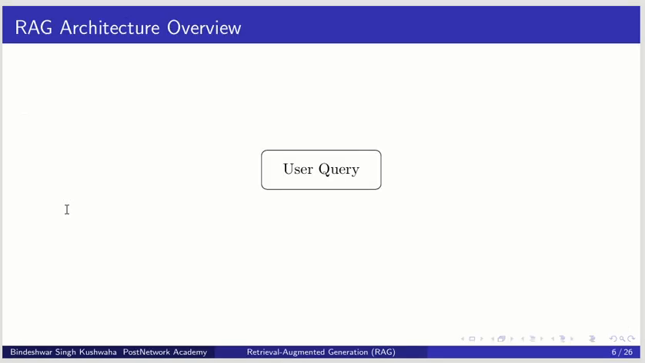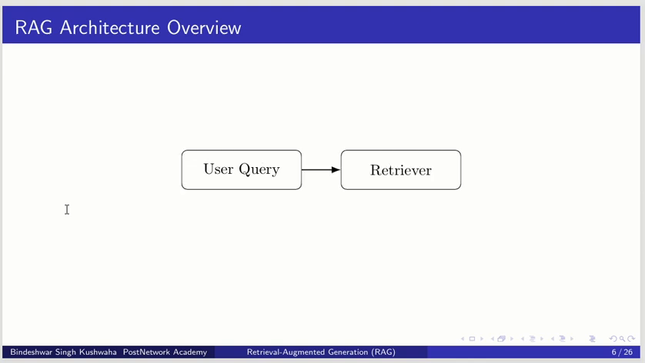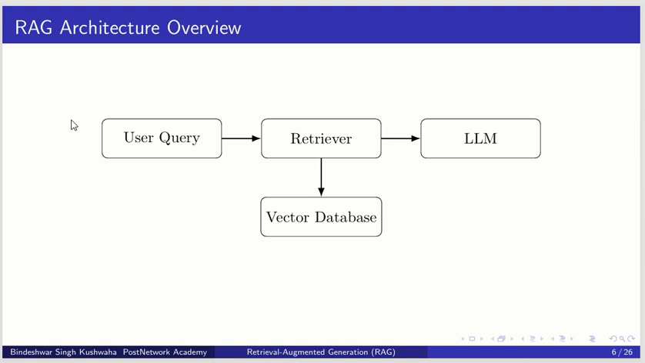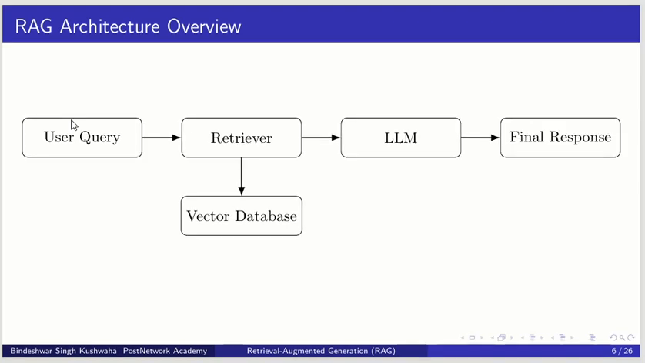Let us see the architecture. The user query would go to the retriever module. The retriever will retrieve from the database based on your query. Thereafter, after retrieving, it will send to the LLM, and the LLM will respond. The final response would be a contextual answer, not a hallucinated or assumed answer.